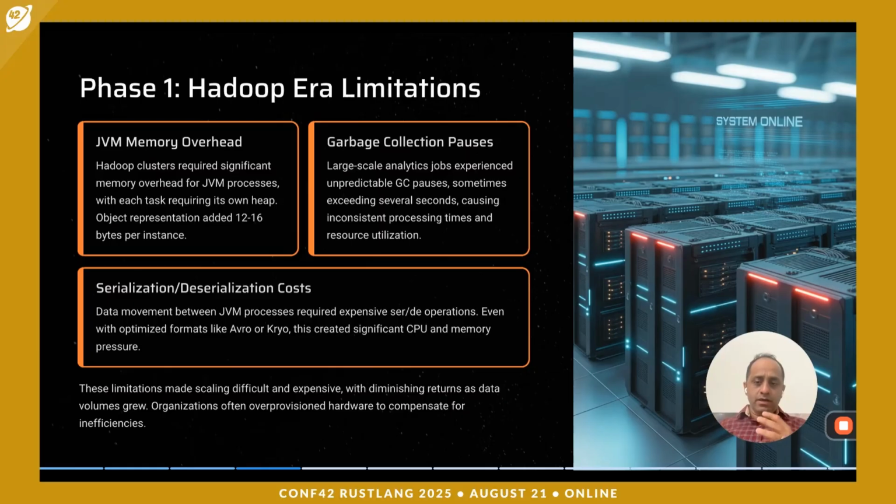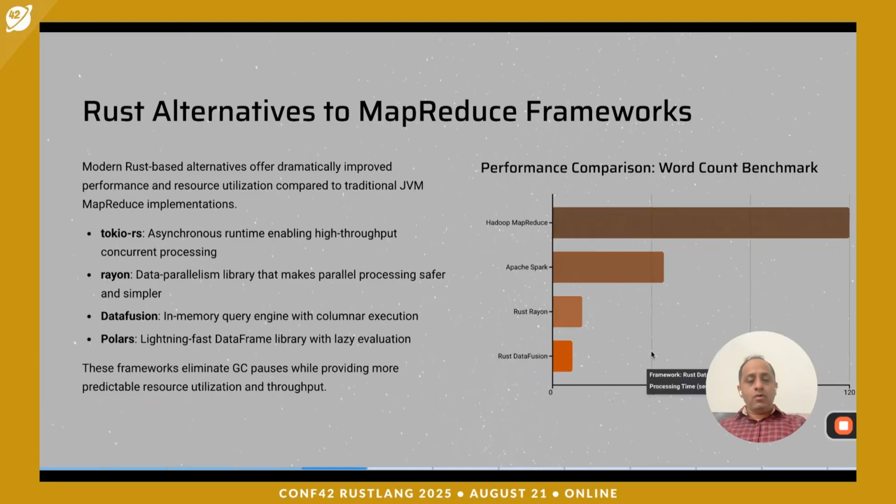They used to exchange data, which needed to be deserialized before and after the exchange. This added deserialization cost to the data movement between JVMs, which was very significant in terms of CPU and memory need. And the third is garbage collection pauses. Because it's JVM-based, it had unpredictable GC pauses, sometimes a few seconds, causing inconsistent processing times and resource utilization.